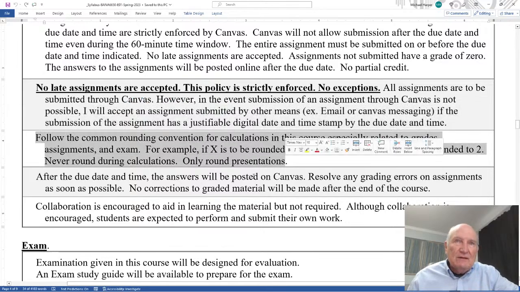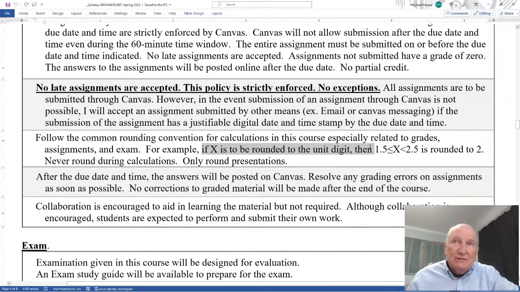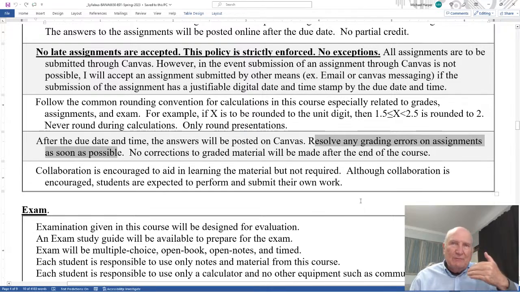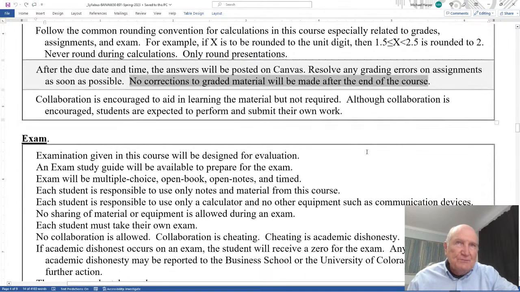Okay, follow the common rounding conventions for calculations in the course, especially related to grades, assignments, and exams. I stated again, if x is to be rounded to the unit digit, then if x is between 1.5 inclusive and 2.5, round to 2. Never round during calculations, only round presentations. After the due date and time, the answer will be posted on Canvas. Resolve any grading errors on assignments as soon as possible, because sometimes there's errors, sometimes there's problems. If there's a problem, bring it up to me and I'll correct it. No corrections to graded material will be made after the end of the course.